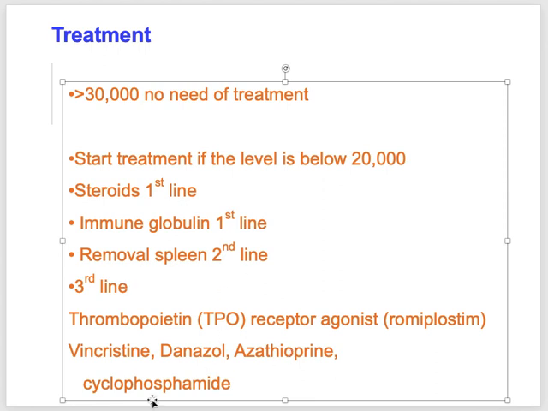Azathioprine or cyclophosphamide or vincristine or danazol, all these drugs are immunosuppressants. So simply, we keep on treating them, and we keep on checking the response. How will you check the response? You will keep on checking the platelets, whether they are increasing or not. If the platelets are increasing to more than 100,000, of course, the response is there. If the platelets are between 30,000 and 100,000, it means there is partial response. But if the platelets stay below 30,000, it means there is no response to the treatment.